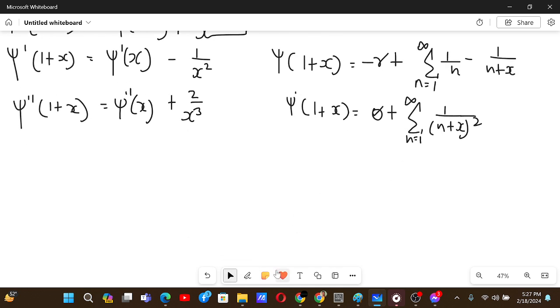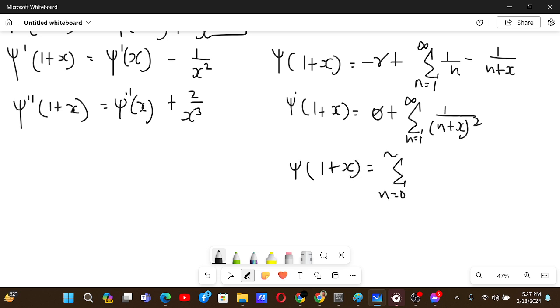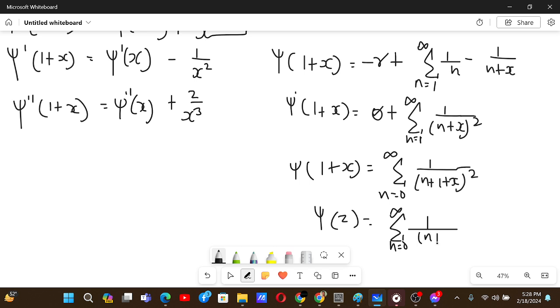Now what we can do is get this sum from 0 to infinity. I'll make a slight modification in this sum for the sake of simplicity. Let this sum go from 0 to infinity, and let me write over here n plus 1 plus x whole square. Now we can replace x plus 1 by z. Trigamma of z equals the sum going from n equals 0 to infinity of 1 by n plus z whole square.